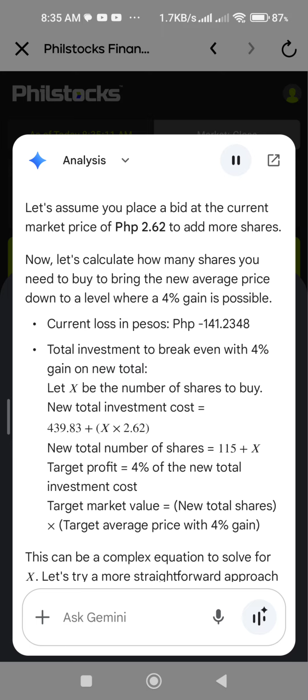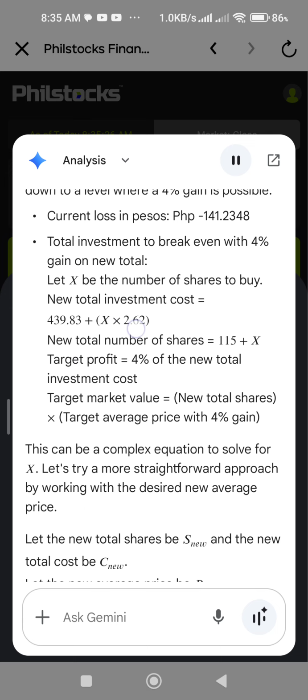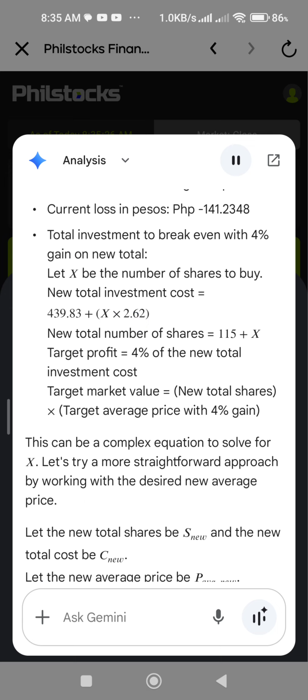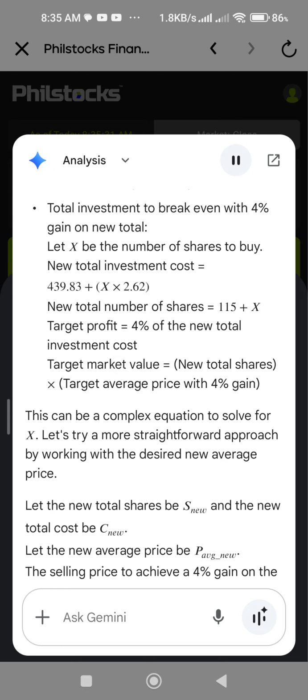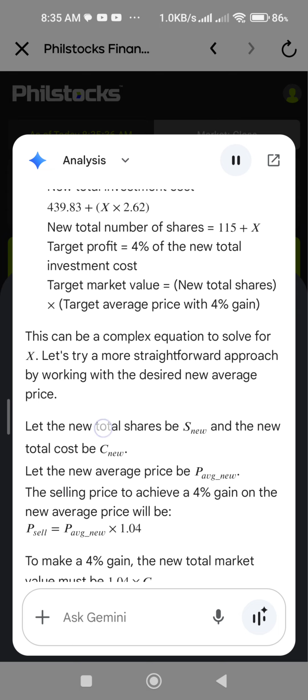Let X be the number of shares to buy. New total investment cost equals 439.83 plus X times 2.62. New total number of shares equals 115 plus X. Target profit equals 4% of the new total investment cost. Target market value equals new total shares times target average price with 4% gain. This can be a complex equation to solve for X. Let's try a more straightforward approach by working with the desired new average price.